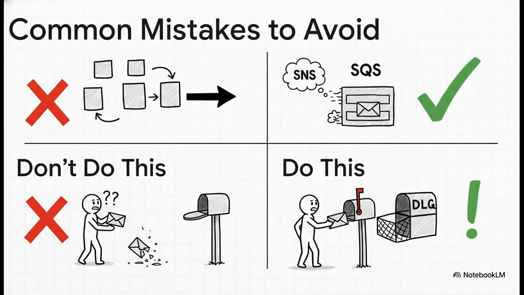Let's quickly run through the classic exam traps. If you need order, you have to use FIFO, not standard. If you need a message to stick around, you need SQS, not SNS. If messages are failing, you always use a dead letter queue, a DLQ. And if you're wasting money on SQS API calls, for goodness sake, enable long polling.